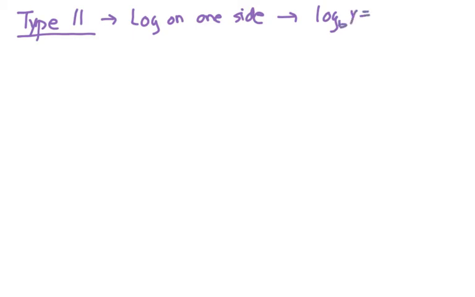The second type of equation that we could have involving logarithms is when we have logs on one side of our equation. So it'd be something like log of something equals a number. All right, so let's take a look at what this might look like.